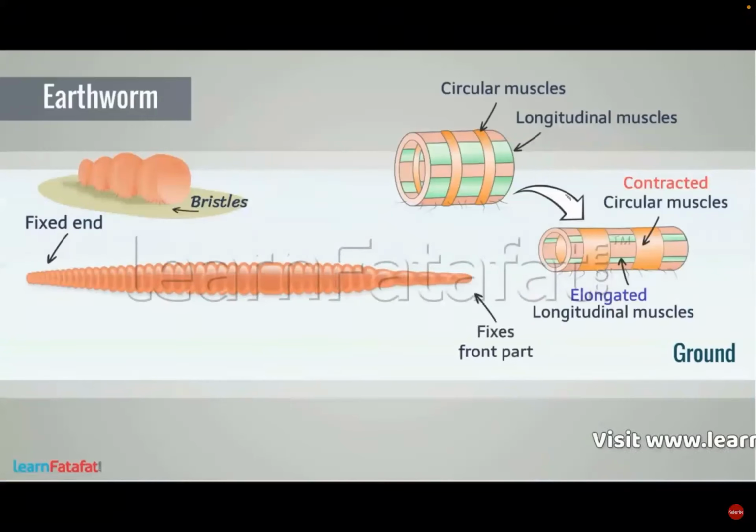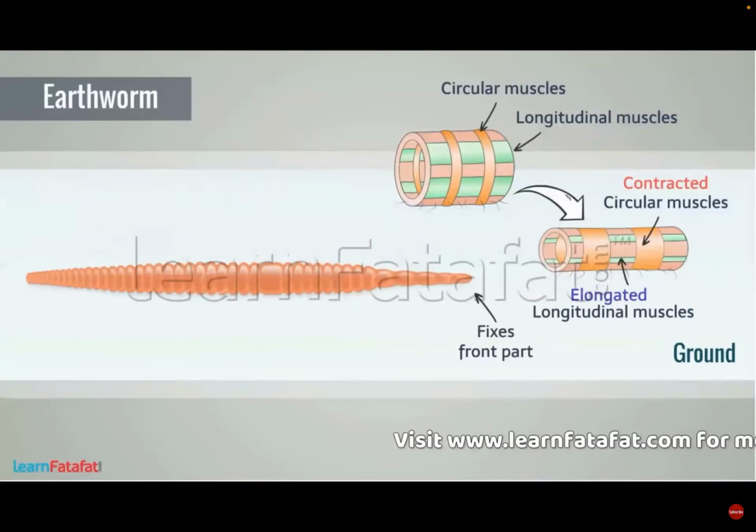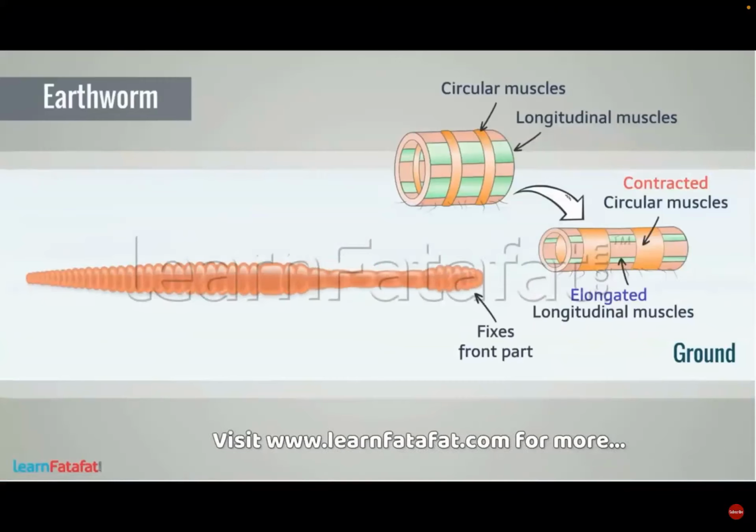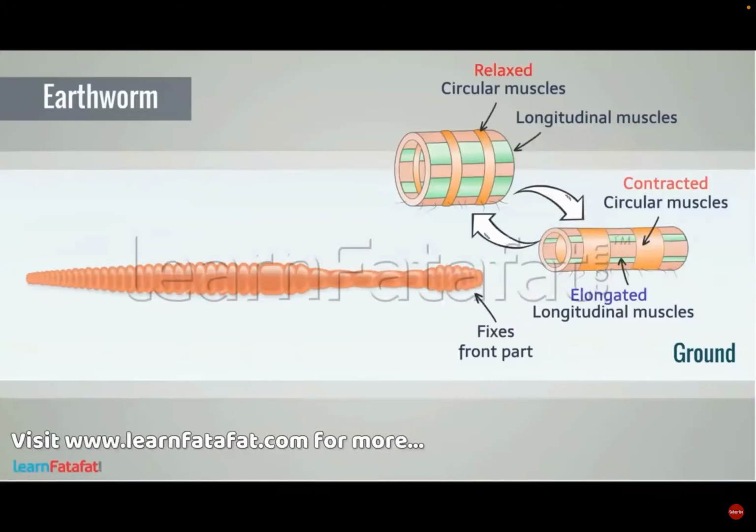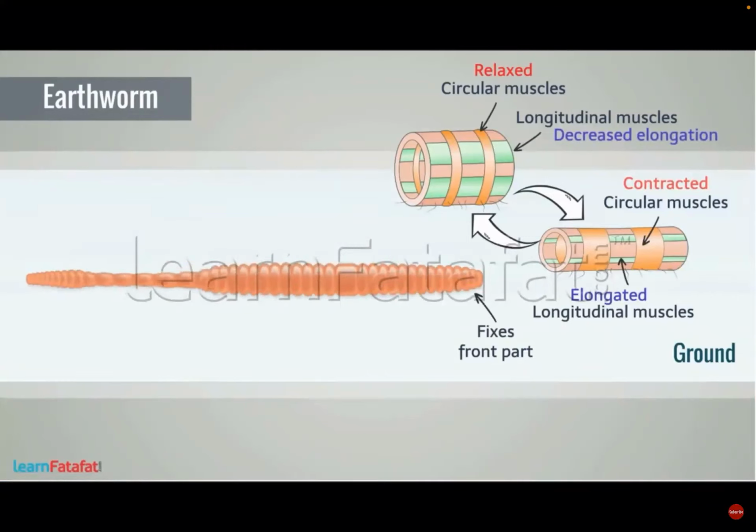It then fixes the front part and releases the end part. Now, the circular part relaxes so that it becomes wider. Because of this, the elongation decreases and the rest of the body, including the end, gets pushed forward.